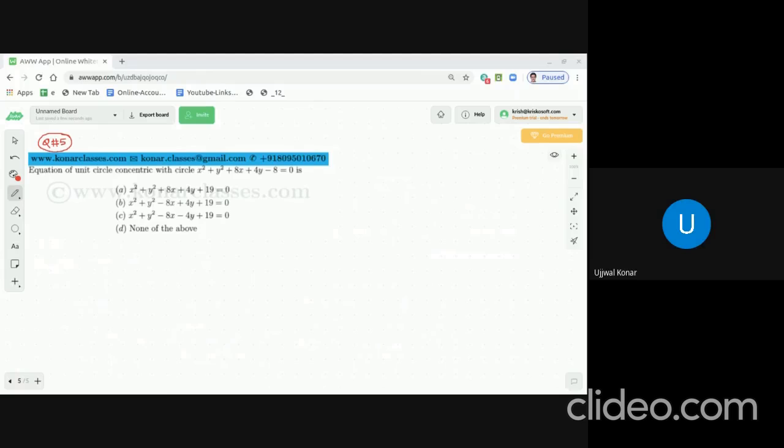Okay, so now how to solve this particular question, dear students? First you need to find the equation of the circle. From the equation of the circle we can find the center of the circle. So the equation of the circle is given as x square plus y square plus 2 into 4 into x plus 2 into y minus 8 is equal to 0. Then what are the coordinates of the center of this circle?